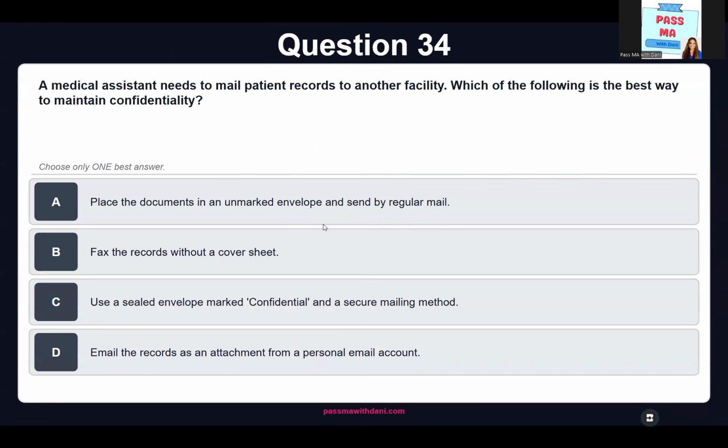All right. Question 34. A medical assistant needs to mail patient records to another facility. Which of the following is the best way to maintain confidentiality? A, place the documents in an unmarked envelope and send by regular mail. B, fax the records without a cover sheet. C, use a sealed envelope marked confidential and a secure mailing method. Or D, email the records as an attachment from a personal email account.